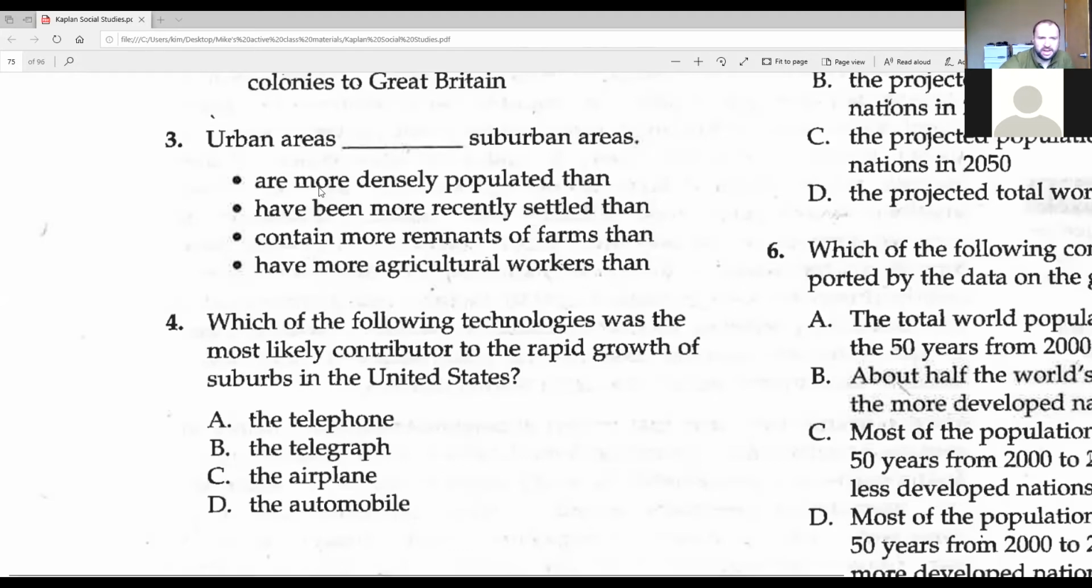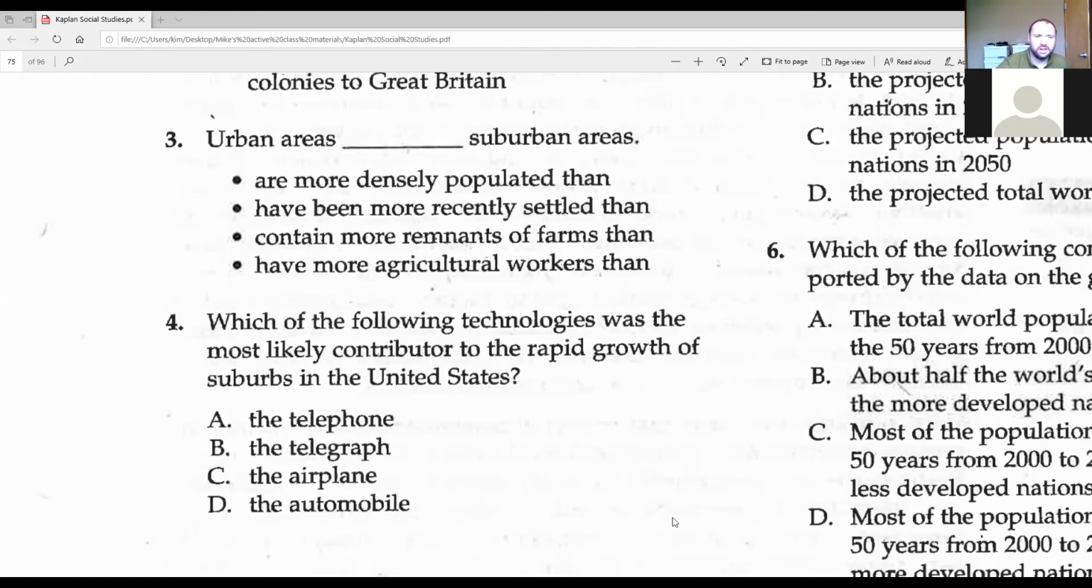So I'd get rid of "have been more recently settled than," because suburban areas are newer than urban areas, right? Suburban areas have only existed since really the 40s and 50s, and maybe into the 60s, when we have a big boom in the South. And I don't want to talk too much about that because of the next question. But anyway, urban areas are much older than suburban areas, so I'm going to throw that out.